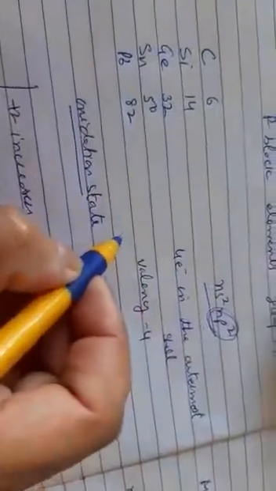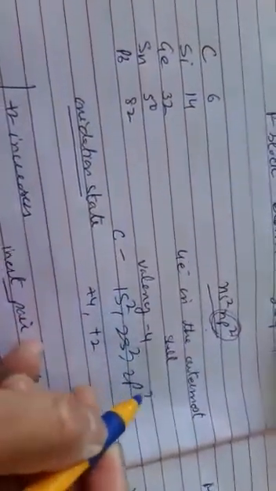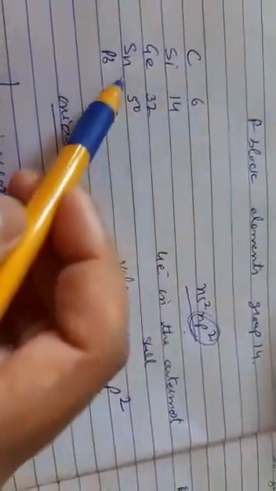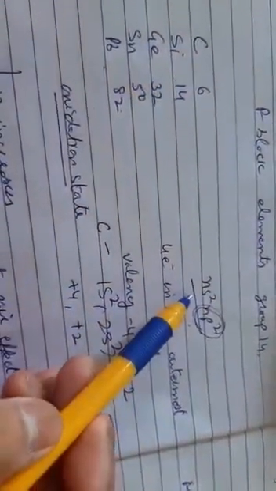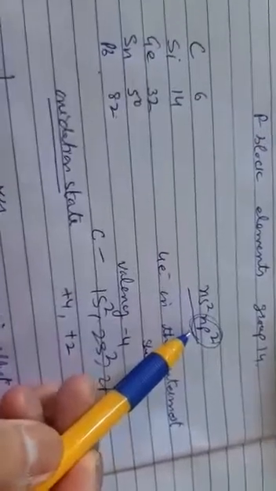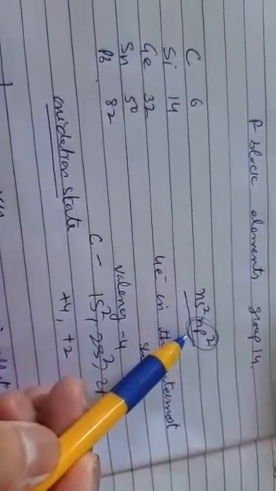If I write the electronic configuration of carbon, it is 1s2, 2s2 and 2p2. That is 2, 4, 6. Two electrons are present in the p orbital and 4 electrons in the outermost shell. In each element, 4 electrons are present in the valence shell, or the outermost shell, from which 2 are present in the s orbital and 2 are present in the p orbital.